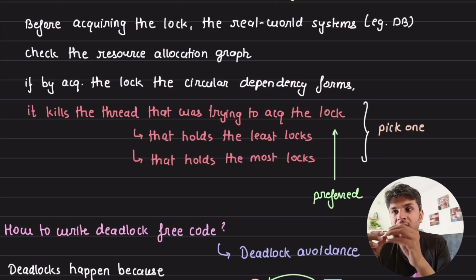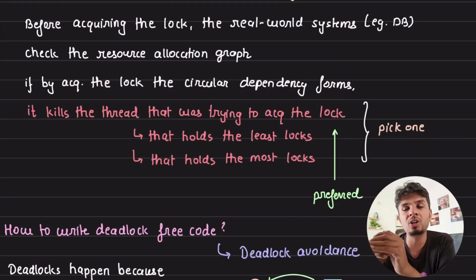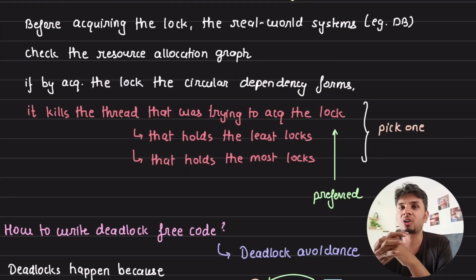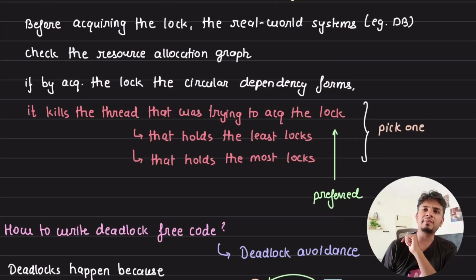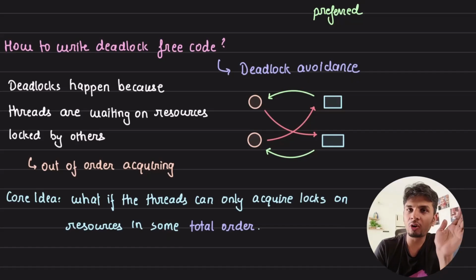Your system could have gone into a deadlock state, but you are preventing it because before acquiring the lock, you are always checking, hey, would it result in a deadlock or not? And most real world systems prefer this. But there's another way. What if you completely avoid a deadlock?